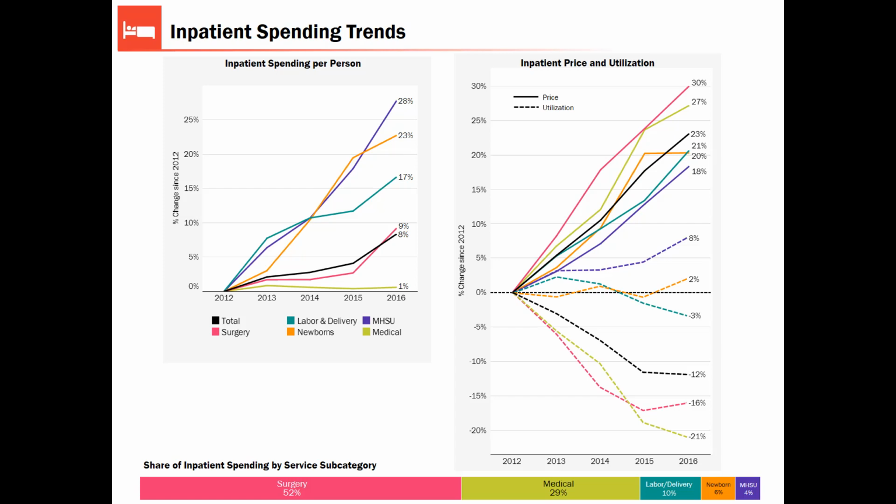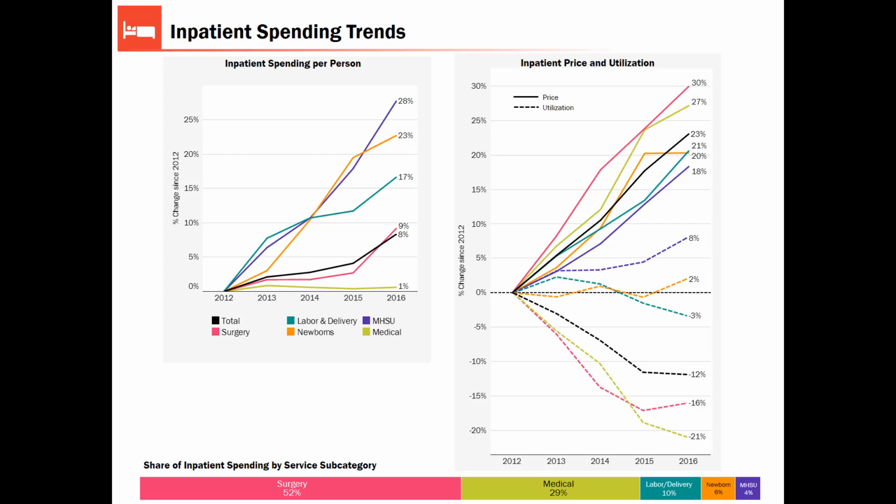And again, you can see that the overall story on inpatient spending is repeated here, even as you get more granular with the types of inpatient spending that's going on. So you can see that, for example, utilization of surgery in inpatient hospital settings declined by 16% between 2012 and 2016, but prices increased by 30% for an overall price increase of 9%. So an overall spending increase of 9%, my apologies.